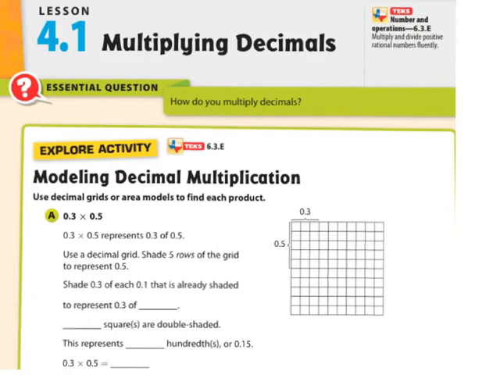Okay, we are on page 93, and we are doing lesson 4.1, multiplying decimals. And we're going to start with the Explore activity, and we're going to look at A. We're going to look at how to use a decimal grid to help us find each product, okay? And so our very first question is 3/10 times 5/10.